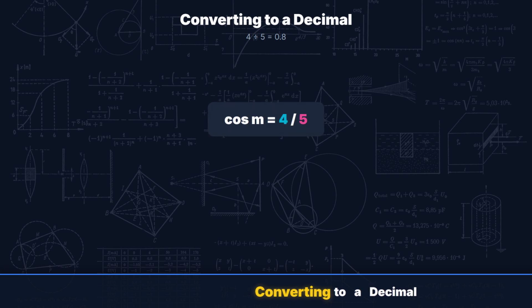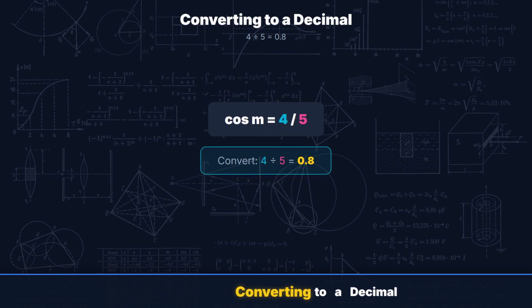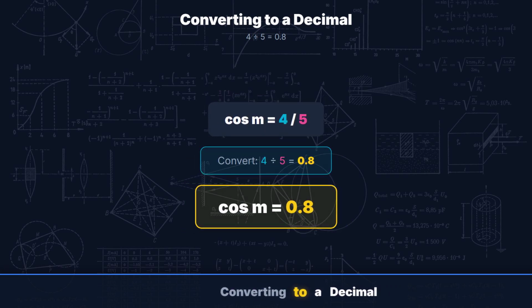To make this easier to work with, let's convert the fraction 4/5 to a decimal. 4 divided by 5 equals exactly 0.8. So, we can rewrite our equation cleanly as cosine of M equals 0.8.